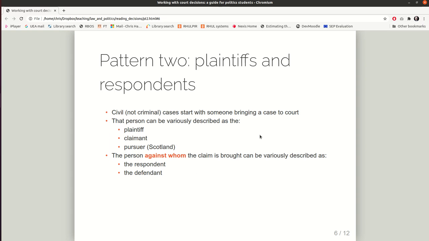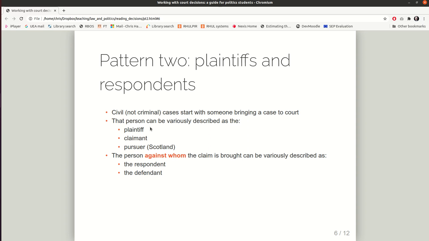The second pattern doesn't involve appellants and respondents, but rather plaintiffs and respondents. So if we're thinking about a civil case, so anything that's not criminal, that will start with someone bringing a case to court. And the name for that person who brings the case to court can vary depending on the jurisdiction. They'd be most commonly referred to as the plaintiff. Sometimes people would talk about claimants instead. In Scotland, they talk about pursuers. But all of these three terms mean broadly, but not exactly, the same thing.